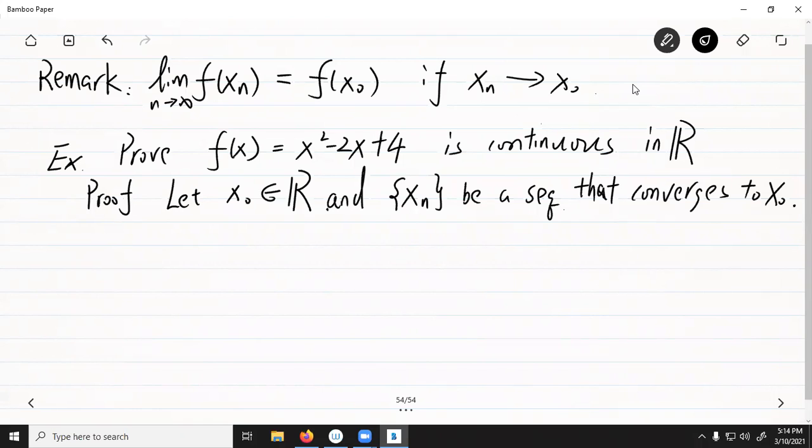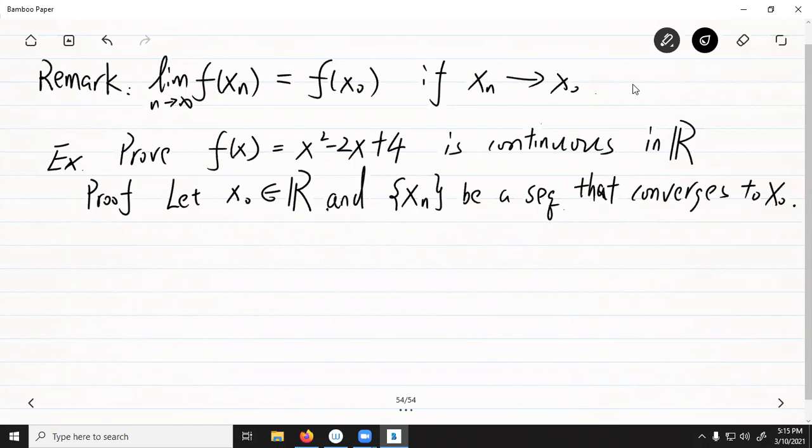When should we use a specific sequence? If the problem asks you to give a counterexample, then you can use a specific one. If you can show that this statement is not true for every sequence, you just give a specific example to prove it. But if you want to show it's true for everything, you need to give a very general sequence.